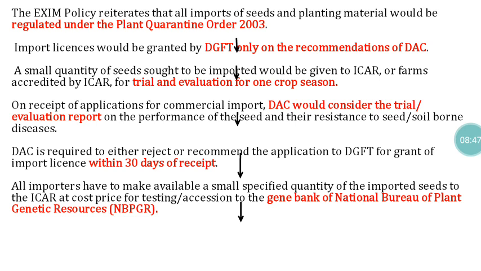So the import license is mainly given by the Director General of Foreign Trade only on the recommendation of the Department of Agriculture and Cooperation. Again, the Department of Agriculture and Cooperation will make a recommendation to the DGFT based on the recommendation given by the ICAR. Whoever is interested in importing any planting material or seed material from another country has to provide a sample quantity of the seed material to the ICAR.